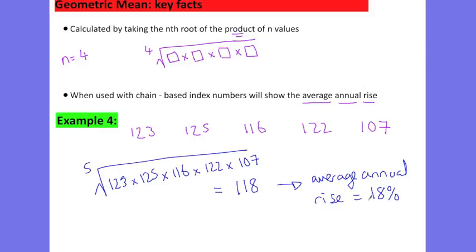You might also be asked to speak about the trend of these numbers, and you can see here that there's not really any trend. Our numbers here are slightly higher, and there's a little bit of a dip here in the year 2003, but really there doesn't seem to be a particular pattern with these chain-based index numbers here.